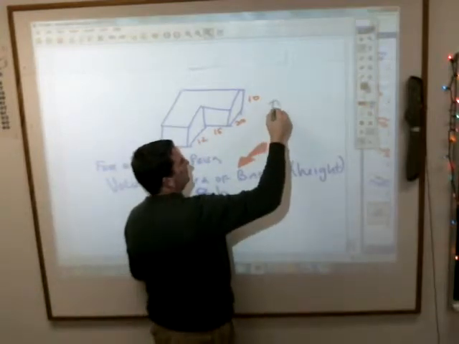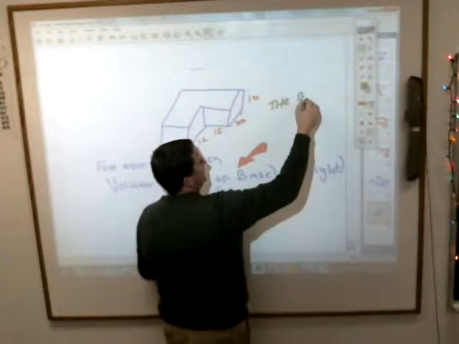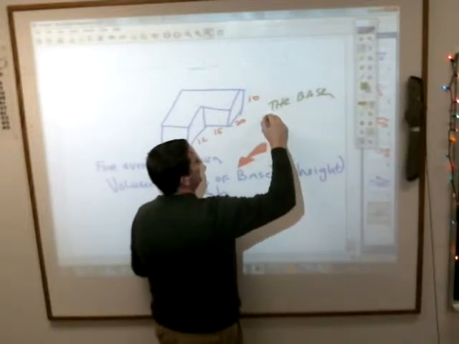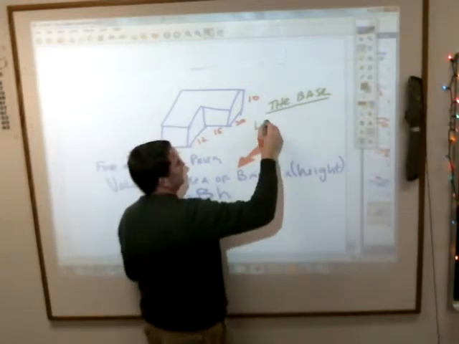The base, children, write this down because you will forever remember this. I like to call finding the base my loaf of bread theory.